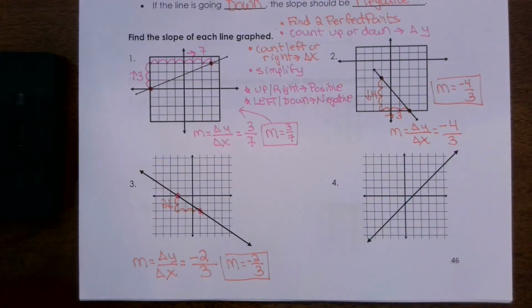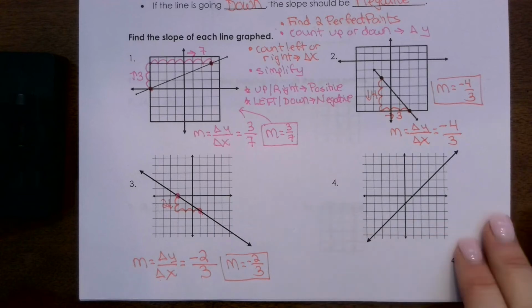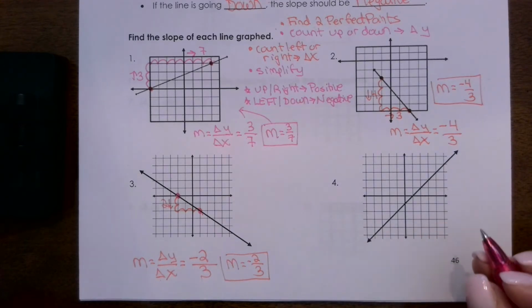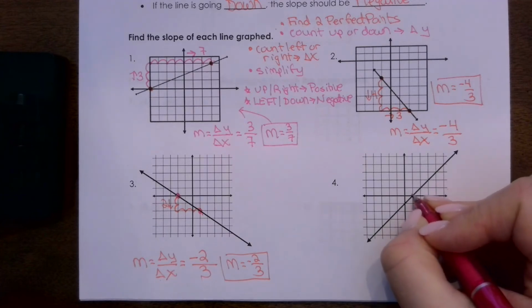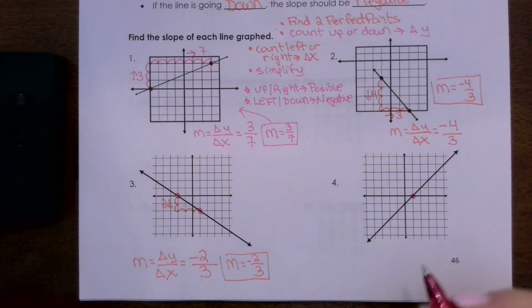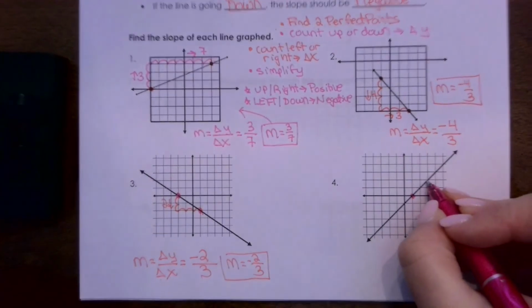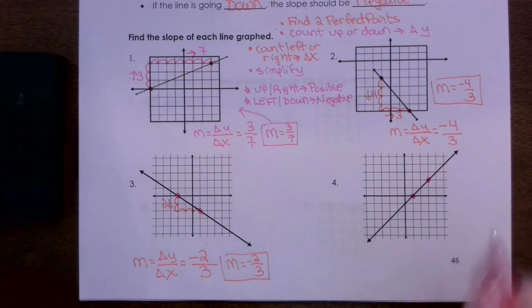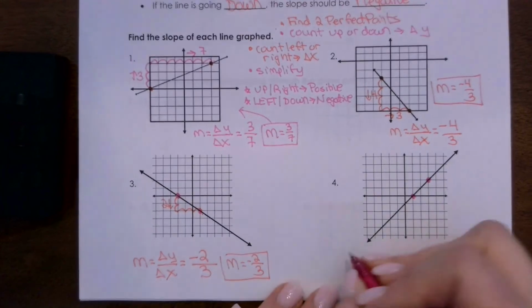Let's take a look at number 4, our last one on this page. I don't have any perfect points, so let's just see where I can find nice, perfect intersecting points. I see this point here. And because I want to have us have a simplifying opportunity, I'm going to go for this point here. I could have chosen this one too, just so you know. You can choose any points and get the same slope.